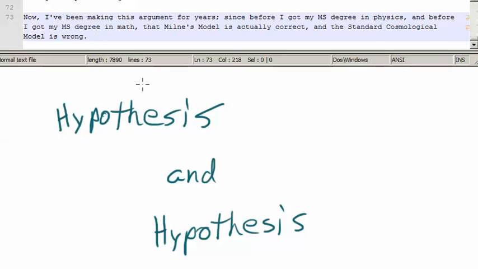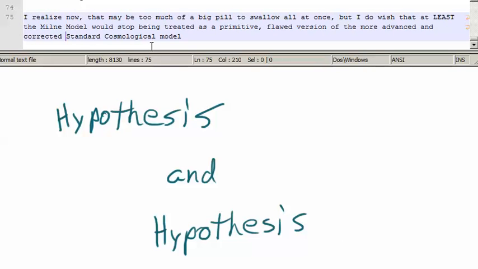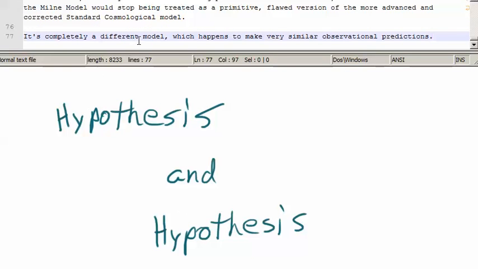Now, I've been making this argument for years, since before I got my MS degree in physics and before I got my MS degree in math, that Milne's model is actually correct and the Standard Cosmological Model is wrong. I realize now that may be too big a pill to swallow all at once, but I do wish that at least the Milne model would stop being treated as a primitive, flawed version of the more advanced and correct logical model. It's a completely different model, which just happens to make very similar observational predictions.